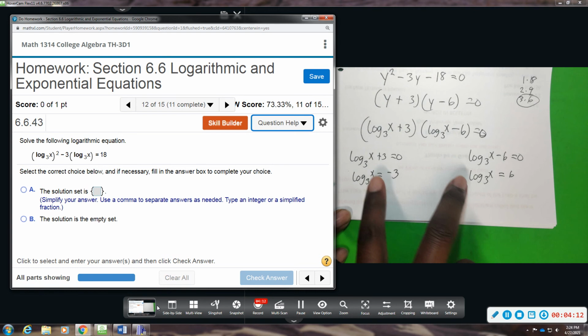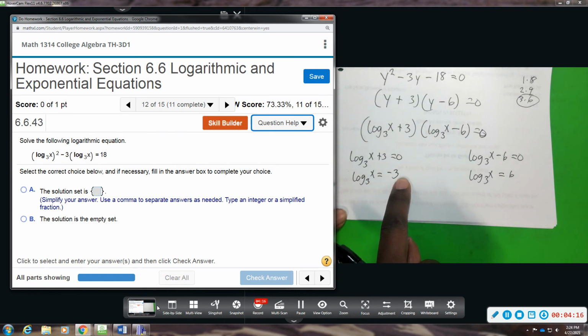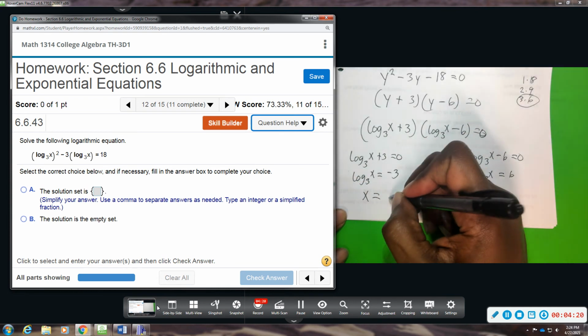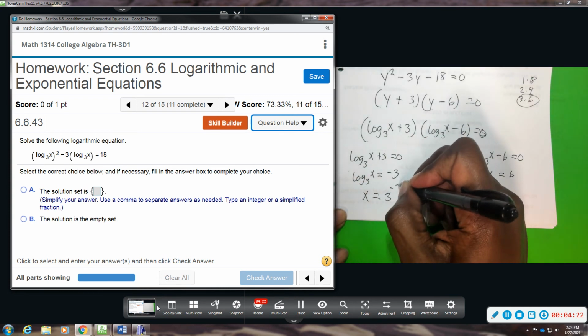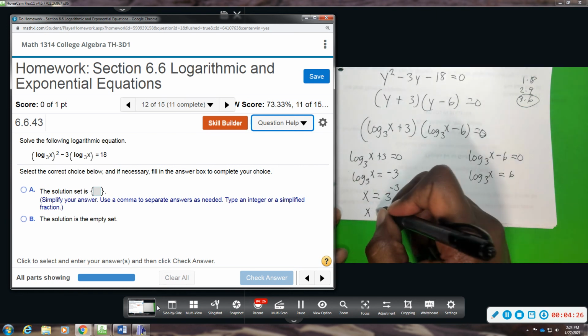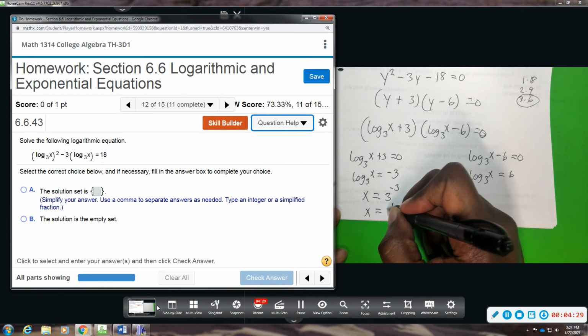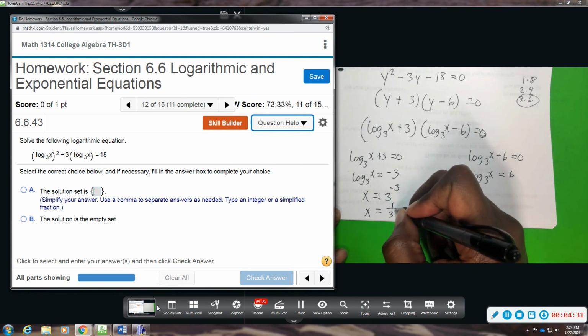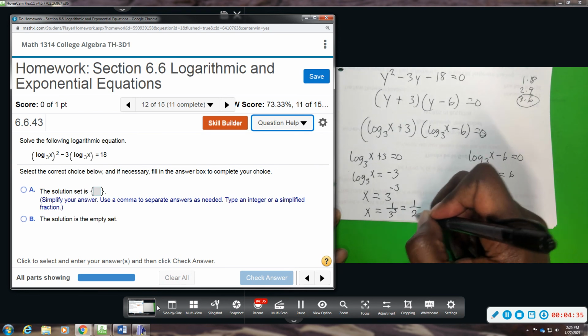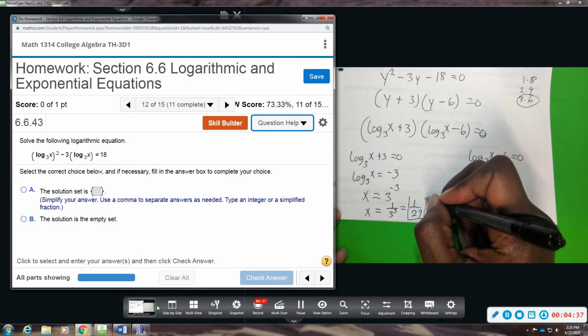And then from here we will write them both in exponential form. 3 to the negative third power is x. So x equals 3 to the negative third power, which will give us x equals 1 over 3 to the third, and that equals 1 over 27. So that's one possible answer.